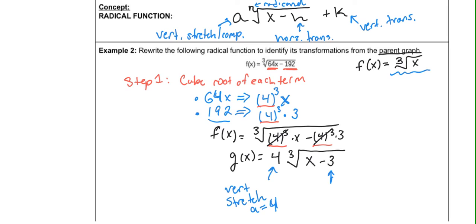Now this minus 3, we go in the opposite direction, so it'd be to the right 3. That's a horizontal translation, and that comes from our h, because our h is 3. And then we don't have a k, so we don't have a vertical translation in this part.